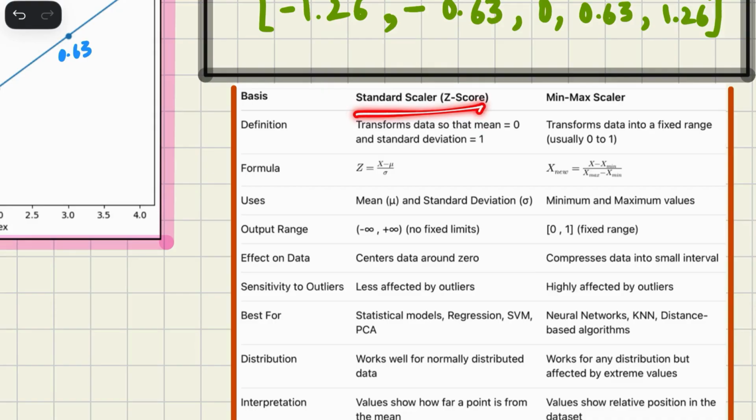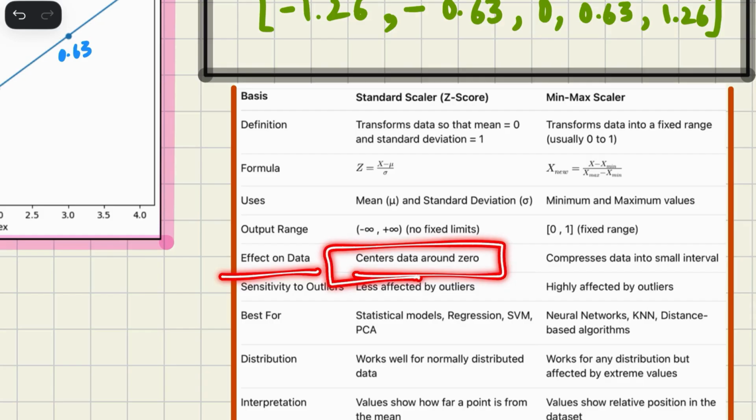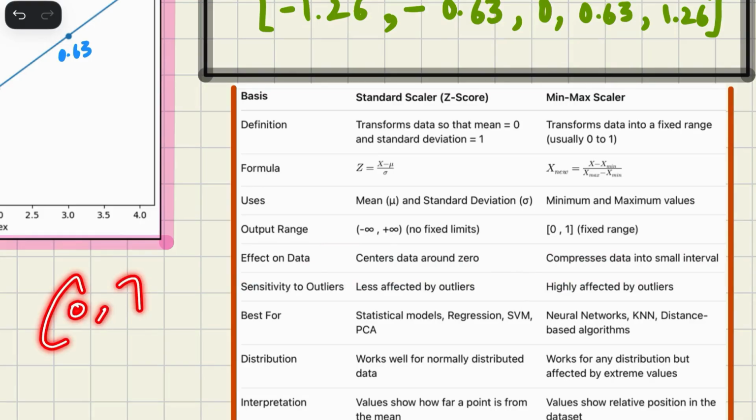And the use of standard scaler is that we have mean and standard deviation. And here the uses are of minimum and maximum value. So the output range has no fixed limit, right? It can be from -infinity to +infinity. Whereas in min-max scaler, we have the fixed range. And the effect on data is that data centers around 0. Whereas here we compress the data into a small interval, right? It can be from 0 to 1. So this is an interval in which we are dividing the data.